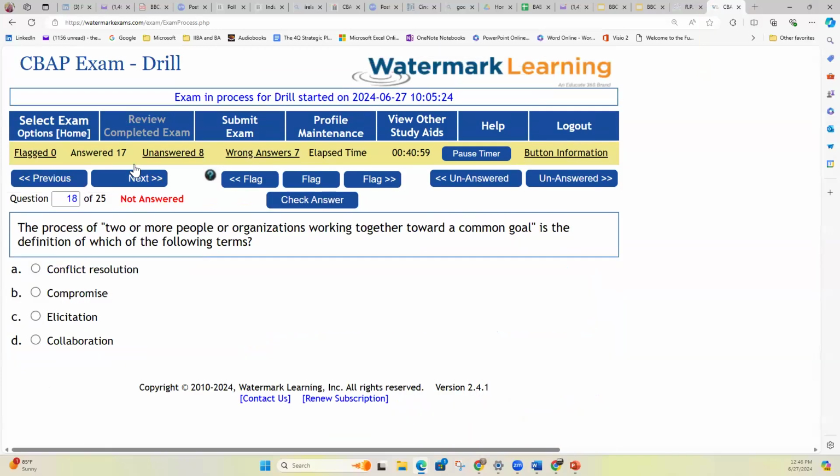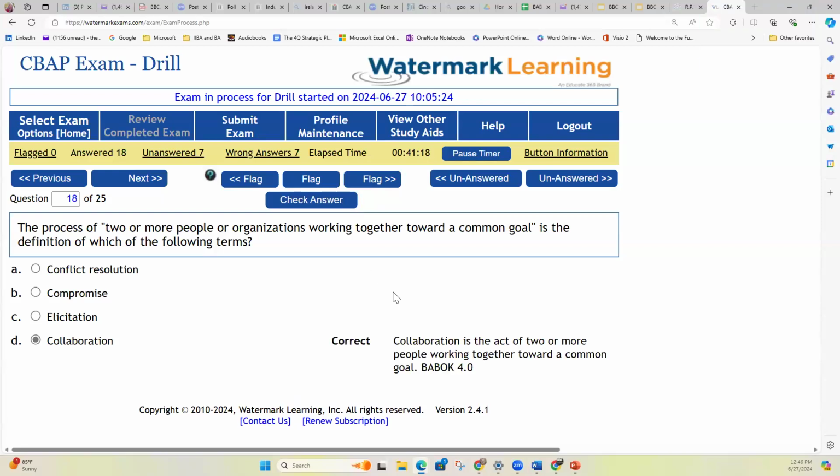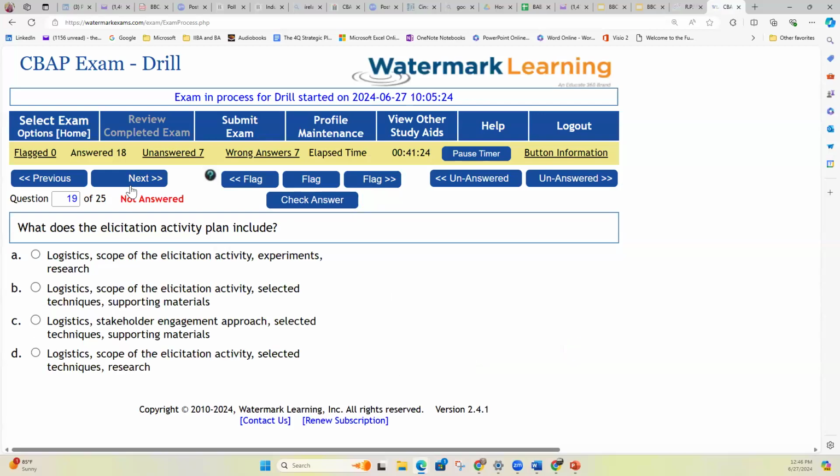We're learning, right? Yes. The process of two or more people or organizations working together toward a common goal is a definition of which of the following terms? Is it conflict resolution, compromise, elicitation, or collaboration? Collaboration, D. Okay. Got two votes. Yes, it's the act of two or more people working together toward a common goal.